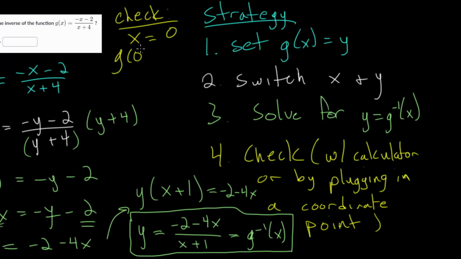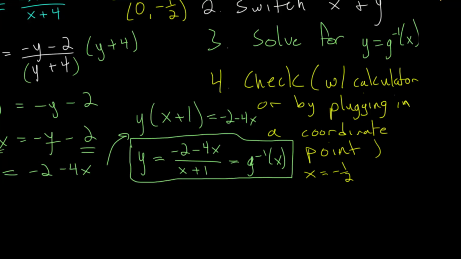And so plugging in 0 into our original function, you get minus 2 over 4, which would be minus a half. So now going to our inverse function, we're going to do the opposite. We are going to plug in x equals minus 1/2 into here, and hopefully it will be equal to 0, since with inverse functions, the x and y coordinates are going to be switched. So we should end up with the coordinate point in our inverse function of minus 1/2 comma 0 if everything is correct. So let's do that.